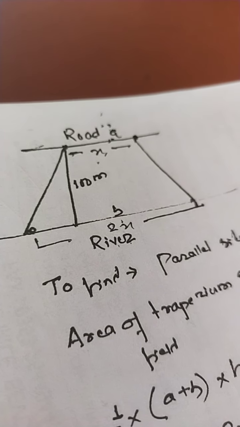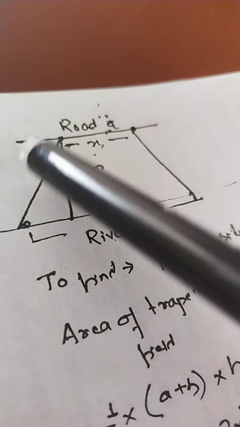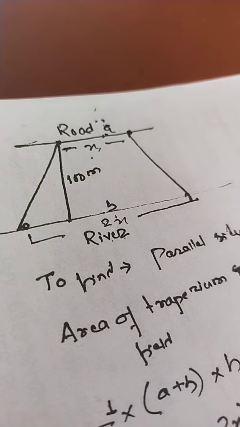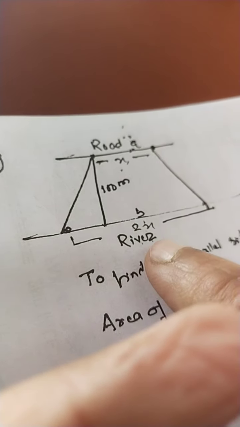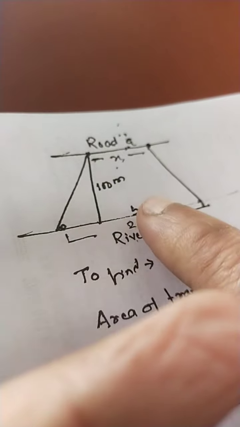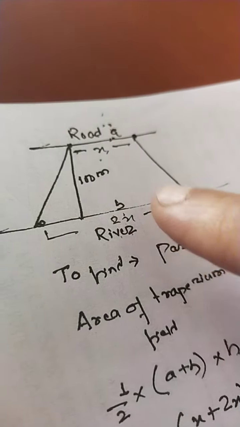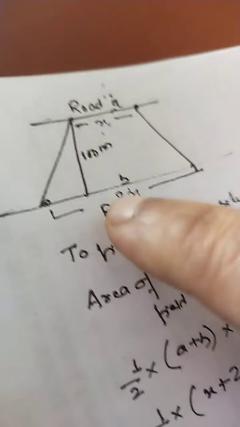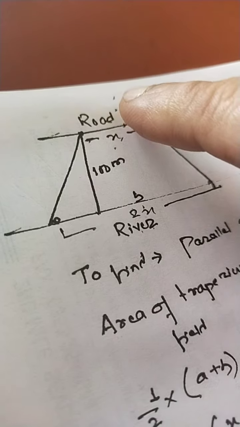Mohan wants to buy a trapezium shaped field. This is a trapezium shaped field, and this is a side along the river. See, I have written river also. This side along the river is parallel to the roadside and is twice the side along the roadside.